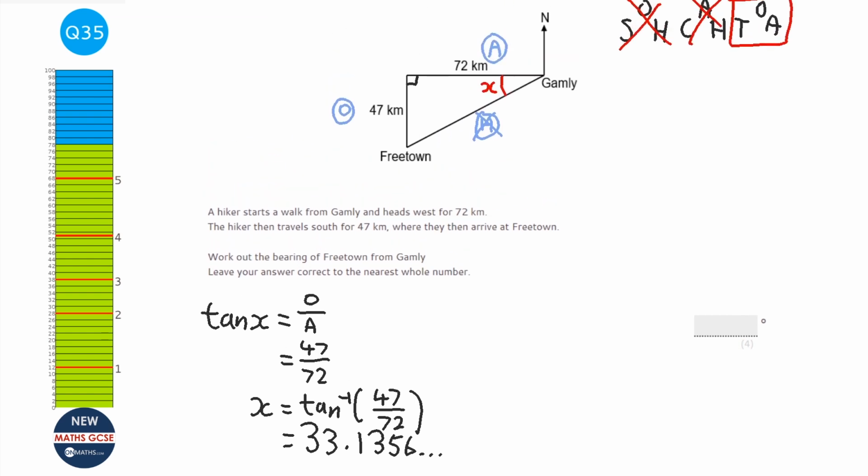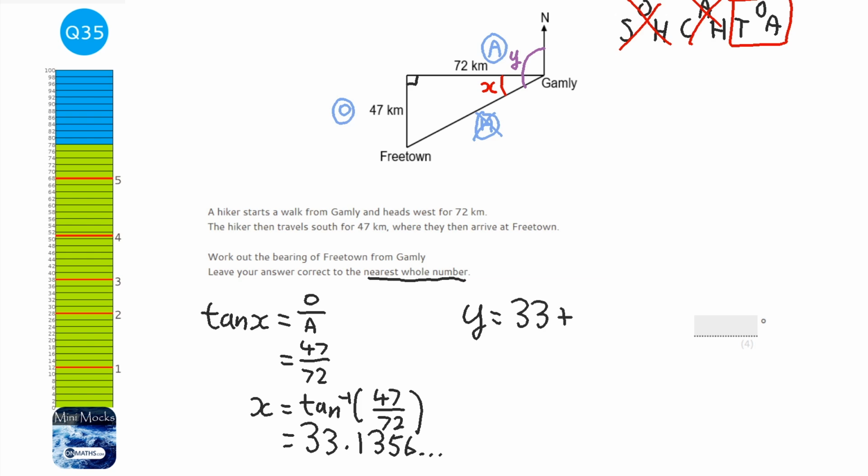Okay, let's have a look. So x is 33, but we still haven't got a bearing. What we can do is work out what this one is, and I'm going to call that y. So to work out what y is, it's going to be 33.1. Well, we're looking for nearest whole number, so let's call that 33.